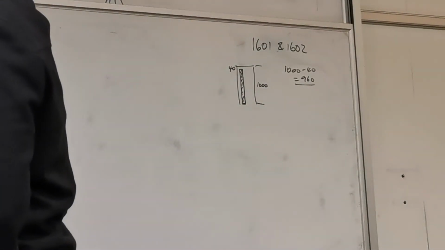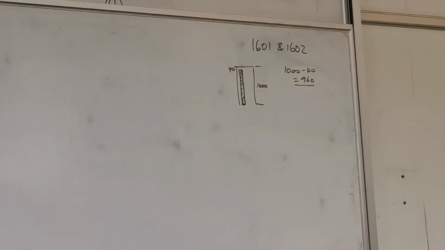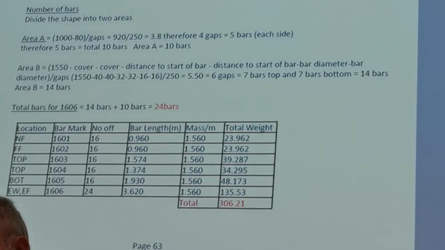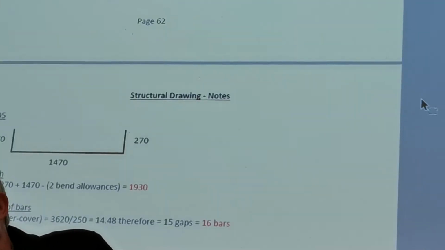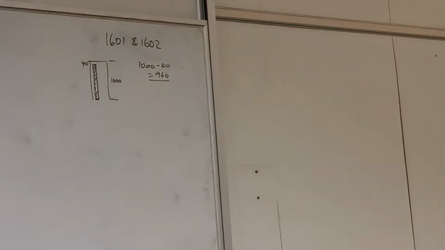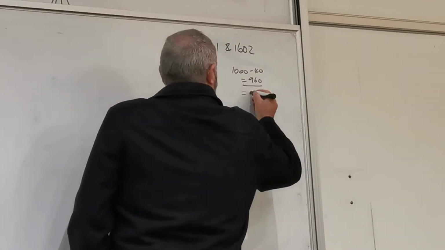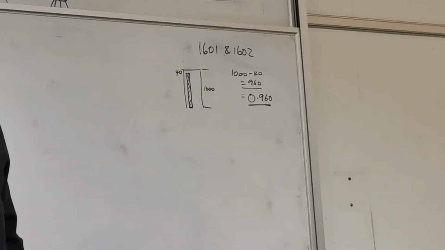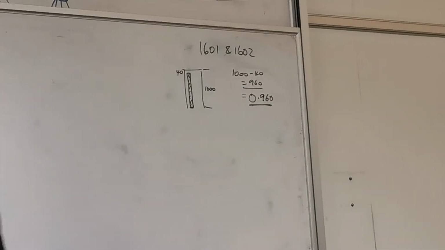But it's not 960, is it? Or is it? Let's have a look at what I've put in there. So have a look at the bottom table. Yeah, it's 0.960. Remember that? It's in metres. So the answer might be 960, but it is actually equal to 0.960 that goes onto the table. Same for 1601 and 1602.